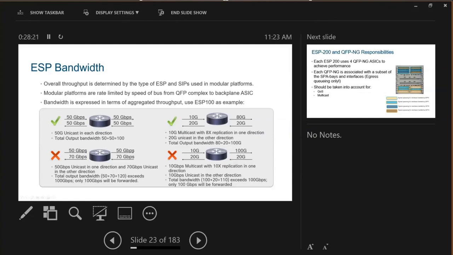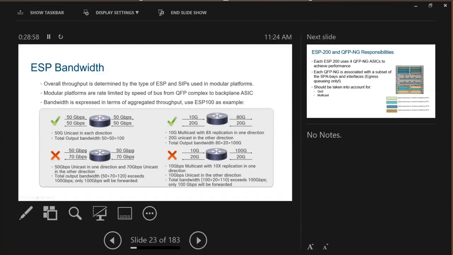Now, if we check a different scenario wherein we receive 10 Gbps multicast traffic with 8 times replication, that means we are sending out 80 Gbps of traffic, and in the other flow it is just 20 Gbps of unicast traffic. So ultimately we'll be sending out 20 Gbps of traffic in the egress direction. So 20 plus 80, it will be 100 Gbps. So this is fine.